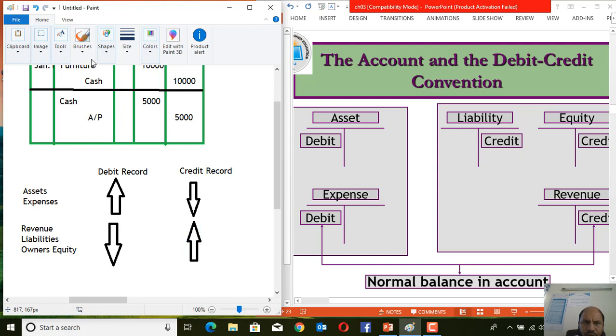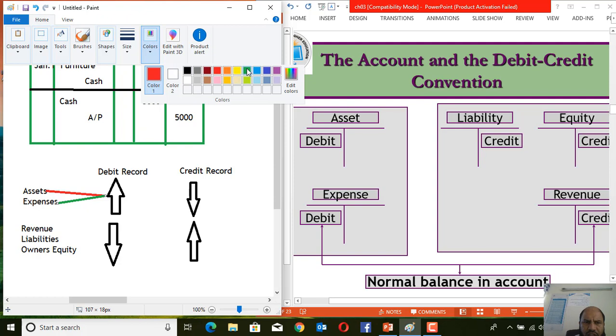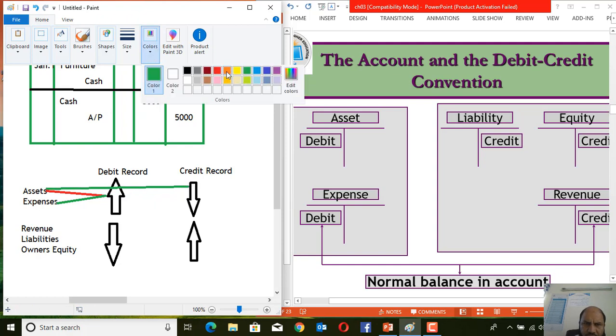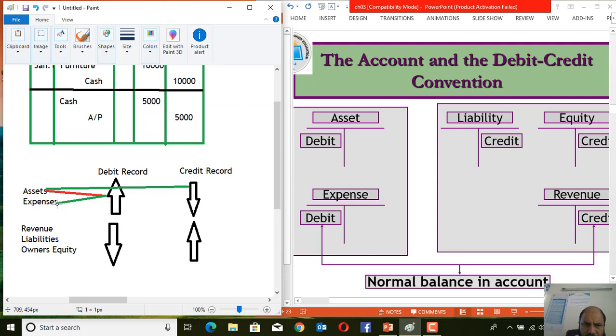So now let's write down the rules here. If the asset account increases and expenses within the business increase, we will debit it. But when the same asset account decreases, we will record it as a credit entry. And when the expenses account decreases, we will record it at the credit side.